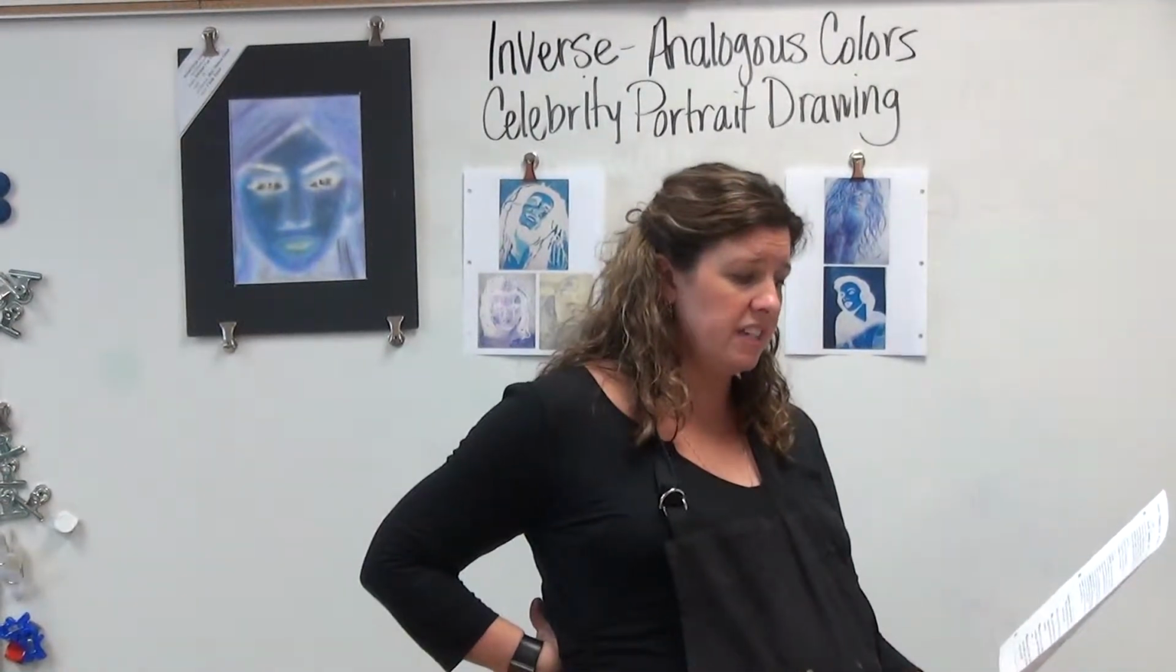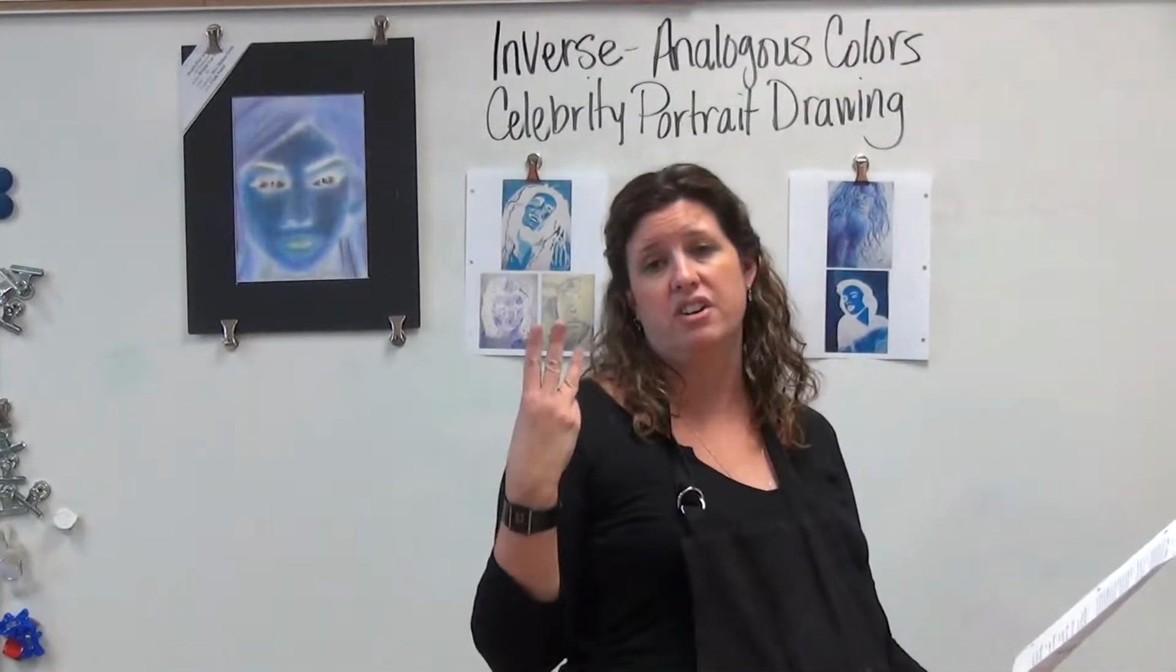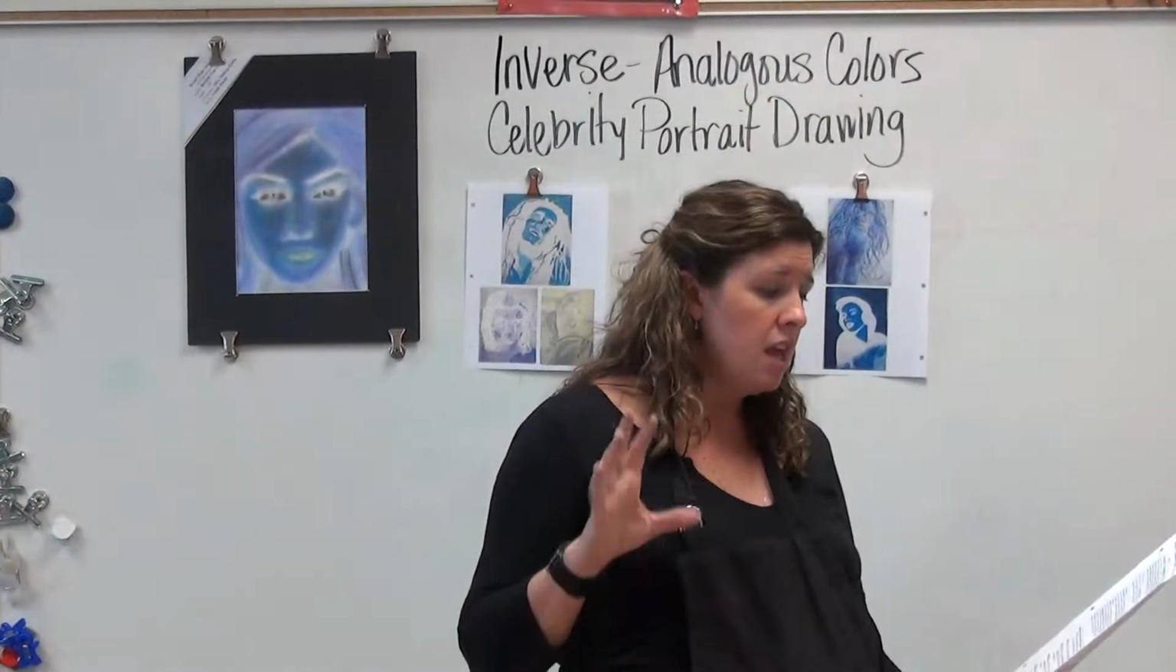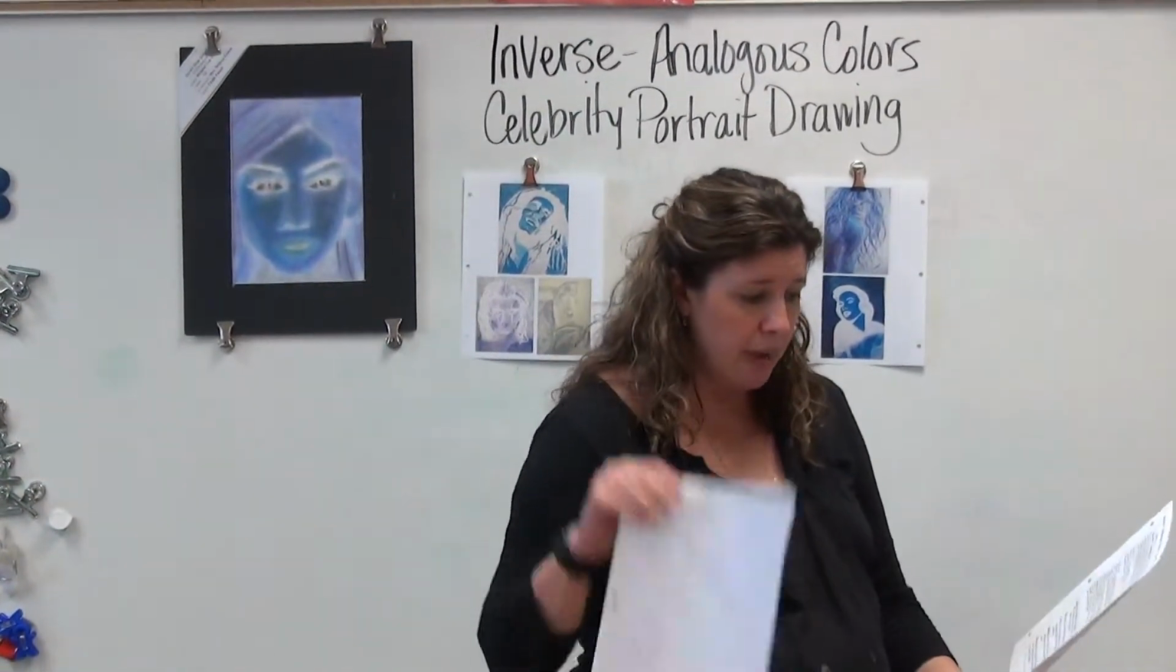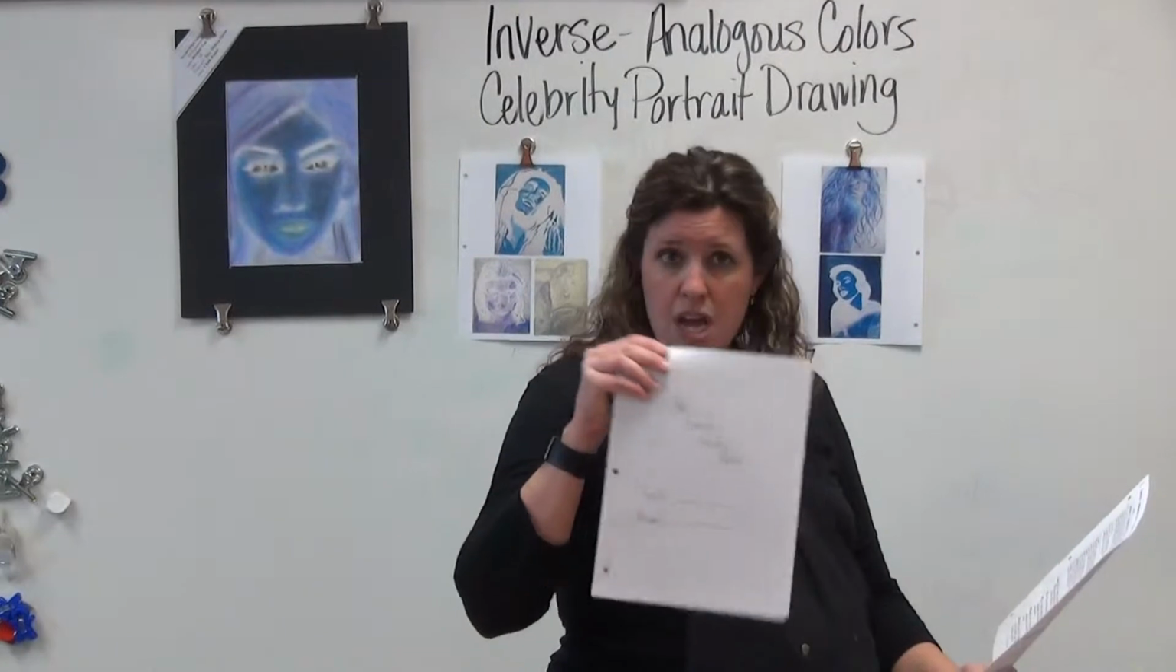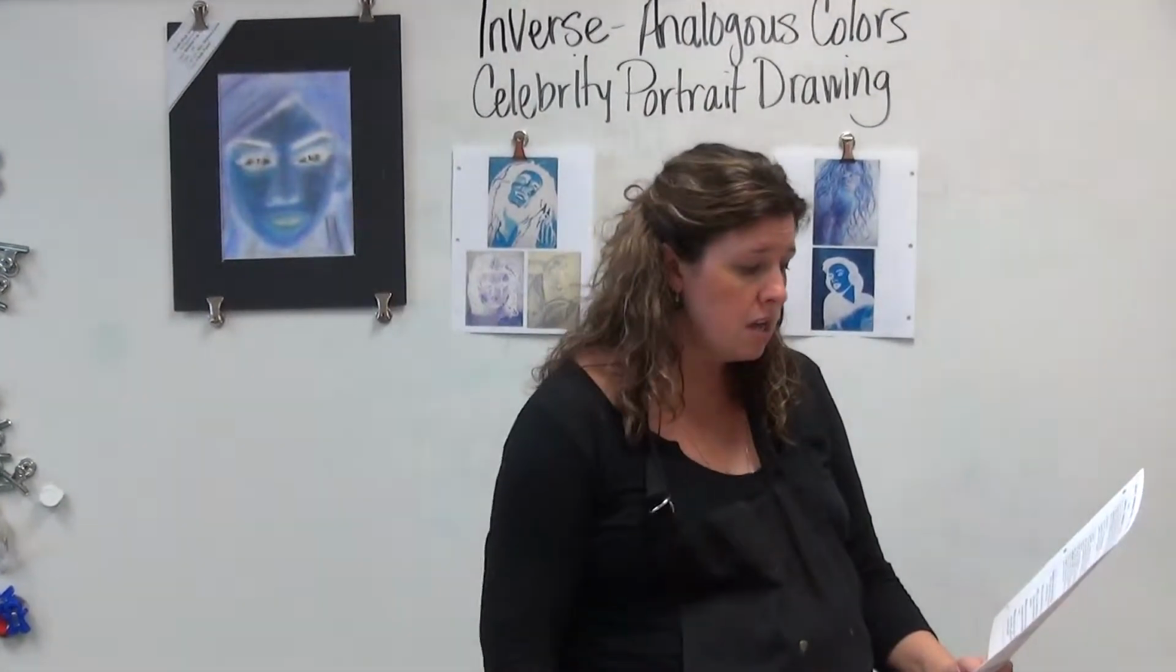You're going to choose your analogous color scheme. You're going to pick 3 colors that are next to each other on the color wheel. You're going to do the inverse packet. That's step 3, making sure it's all done.